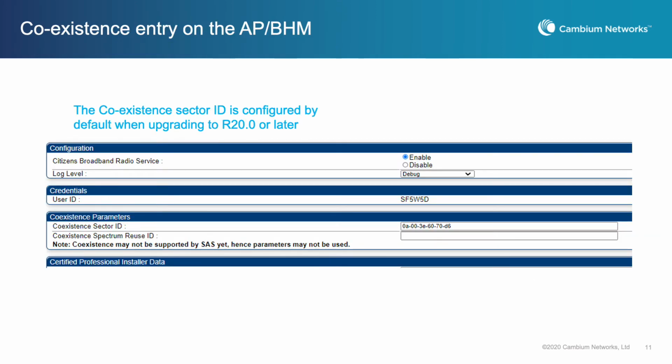The next 2 slides show the 2 new parameters on the AP or backhaul manager. When you first upgrade your AP to R20 or later, when the AP comes back after the upgrade, the first heartbeat request sent out will include the default sector ID, which is the MAC address of this radio, if you're using Google SAS. If you're using another SAS vendor, the parameters are stored for future use. The Google SAS will then overwrite the sector ID their software has pre-configured and clear out the reuse ID that their software has pre-configured.